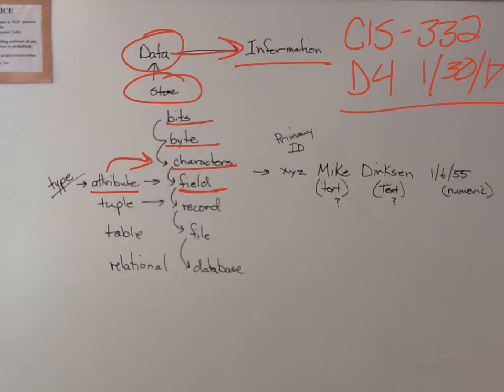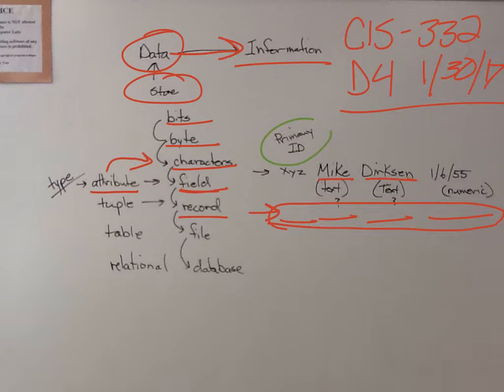Put a bunch of fields together, like Mike, Dirksen, birth date, some ID number. Put those all together, and we have a record. We have a record of information about Mike Dirksen. Right? We can mark that with a primary key, which is unique to Mike Dirksen, so it uniquely identifies me. Okay, so that would be me. We can then look at, like, this is a first name. That would be an attribute that defines Mike Dirksen. Last name, birth date, all those relate to me in this table.